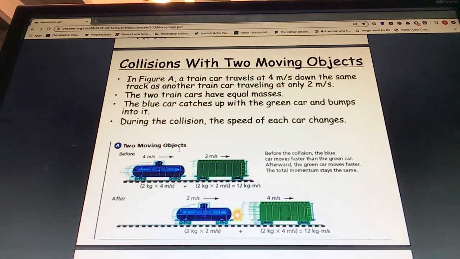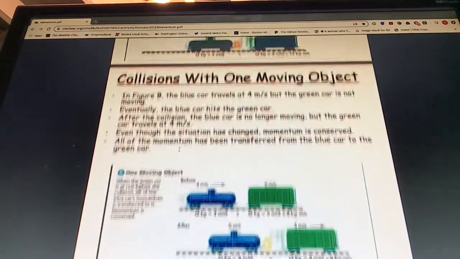That happened to me a few years ago. I was getting ready to make a left-hand turn, and a guy wasn't paying attention and slammed into the back of me, shoved me into the other lane. I gained speed and he lost speed on a collision. Fortunately, nobody was injured.